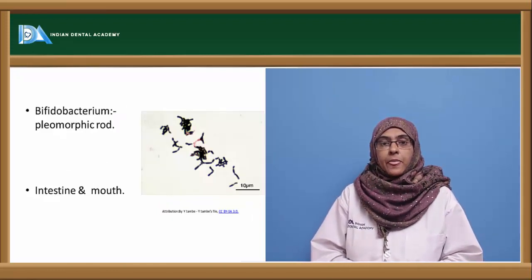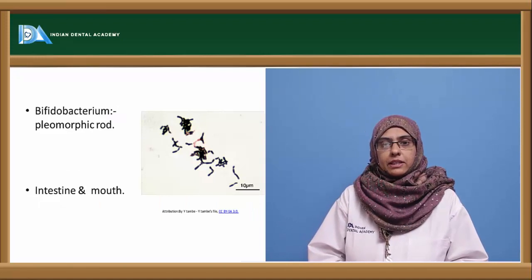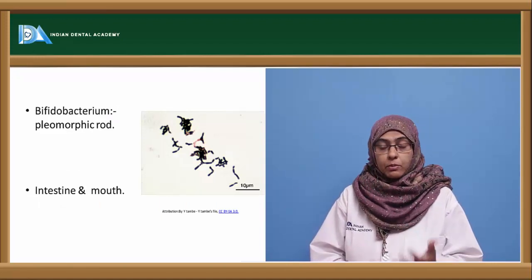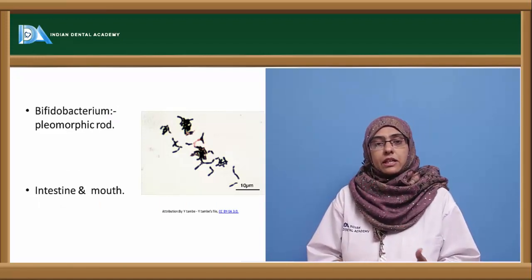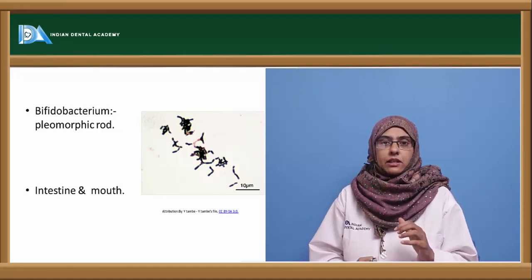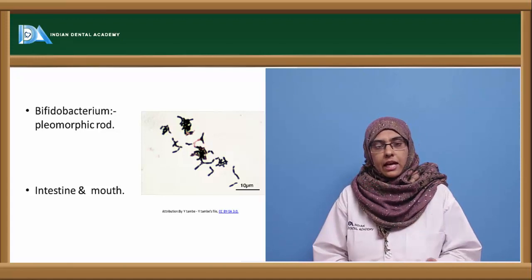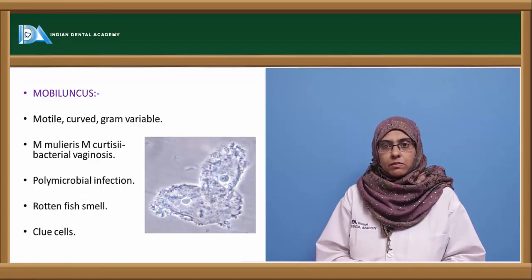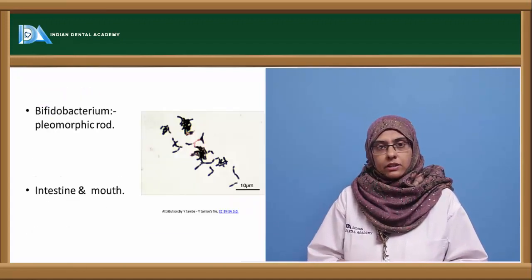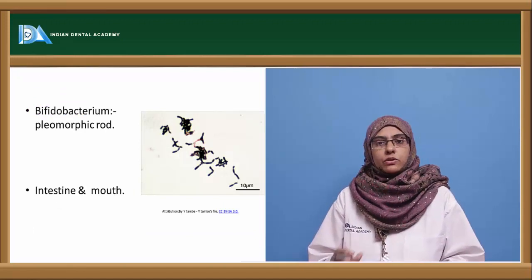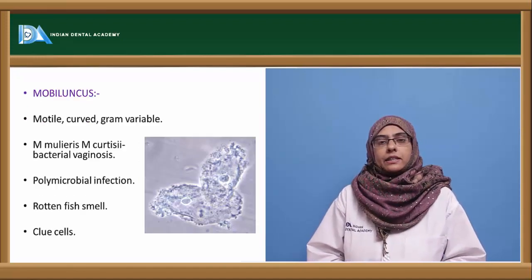bronchopulmonary infections. The next group is Bifidobacterium, which is pleomorphic in nature, meaning it can change its morphology, and it has true or false branching. It is mostly an inhabitant of the intestine and the mouth, and can cause infection in children who are usually bottle fed. And next is Mobiluncus.